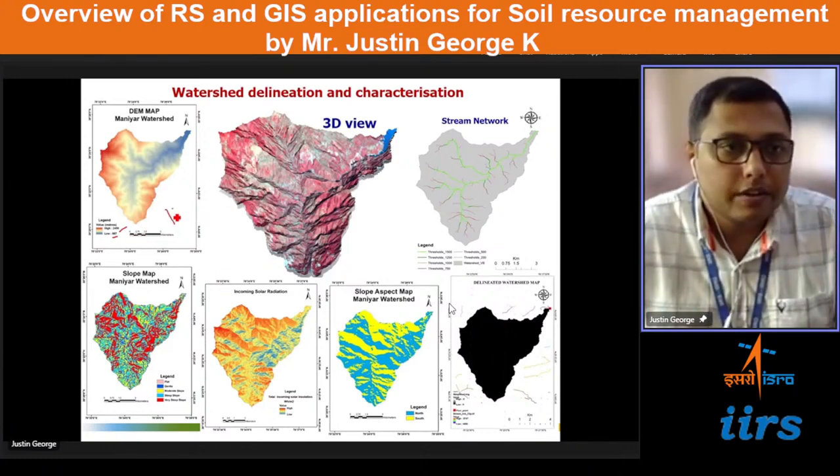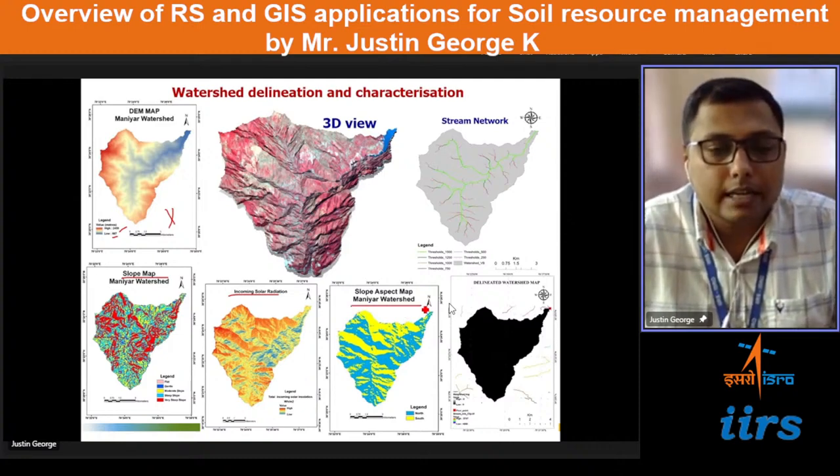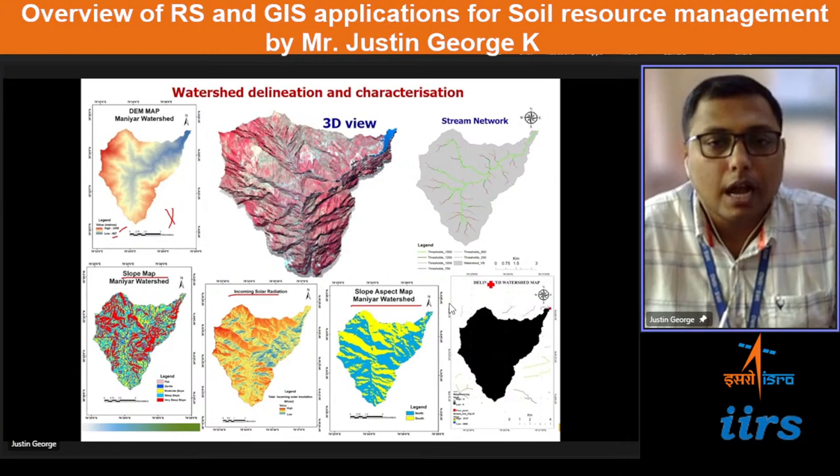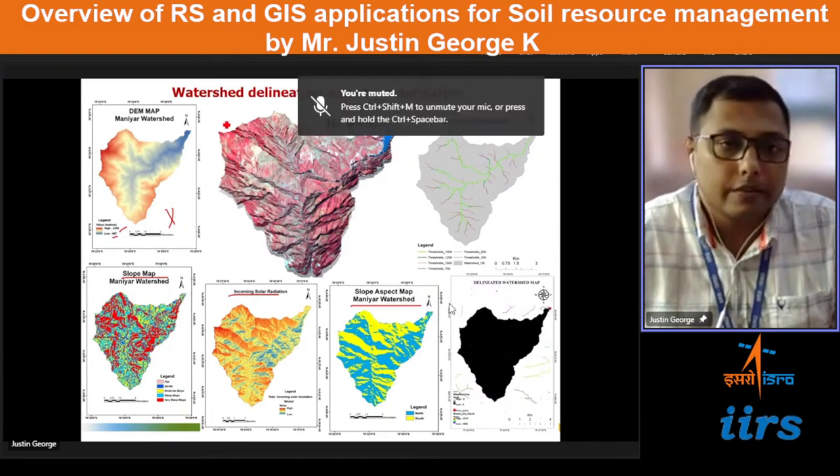So using this digital elevation map, we were able to characterize the slope, the incoming solar radiation, how much each area is receiving, and whether there is any difference. There is something known as the aspect, which mainly indicates the direction of the slope, and we were also able to delineate the watershed, generate the stream network, see how the water flows in this area, as well as generate a 3D image. These are all possible mainly because of the use of digital elevation models.